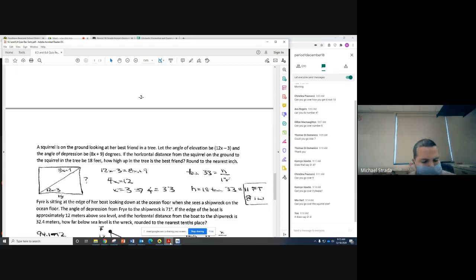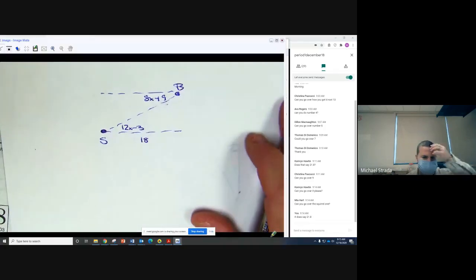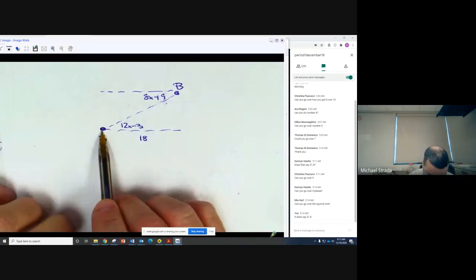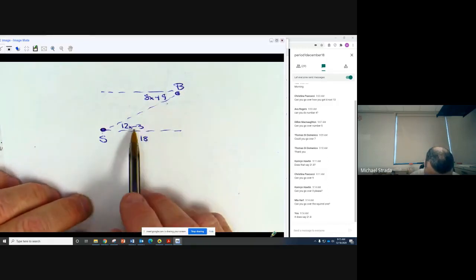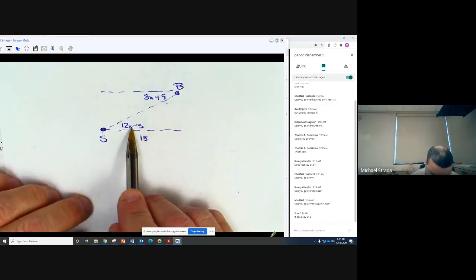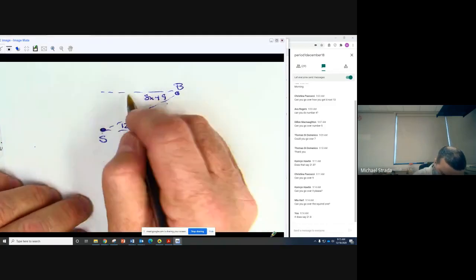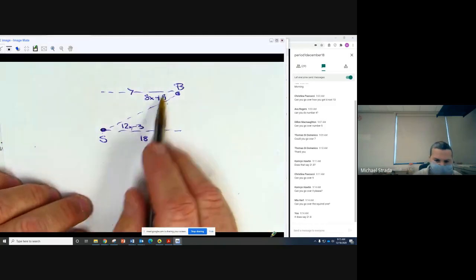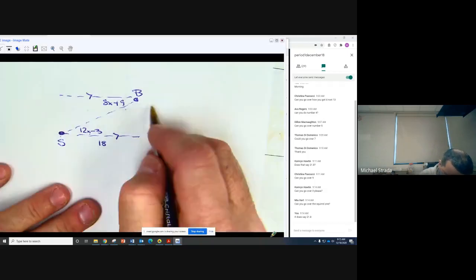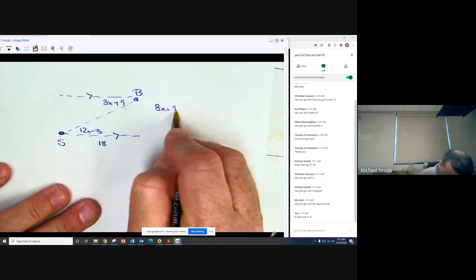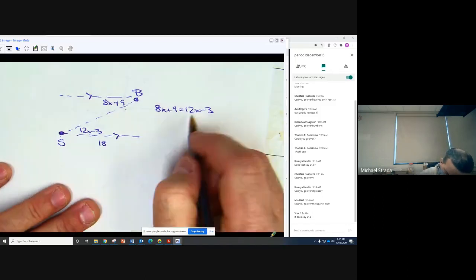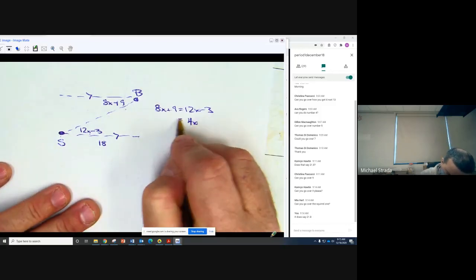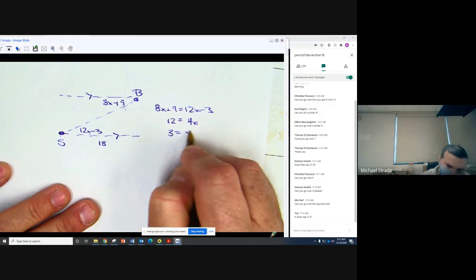Alrighty then. So this is what I got. They tell me the squirrel is on the ground, the best friend's up in the tree, the angle of elevation is 12x minus 3, the angle of depression is 8x plus 9. These lines are parallel, so those angles are congruent. So 8x plus 9 equals 12x minus 3. Once I have that, I'm going to solve: 4x equals 12 and x equals 3.